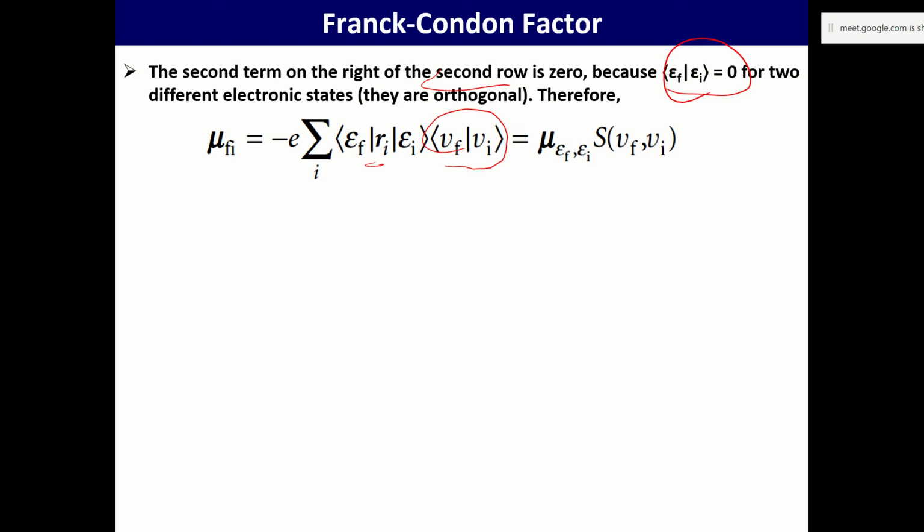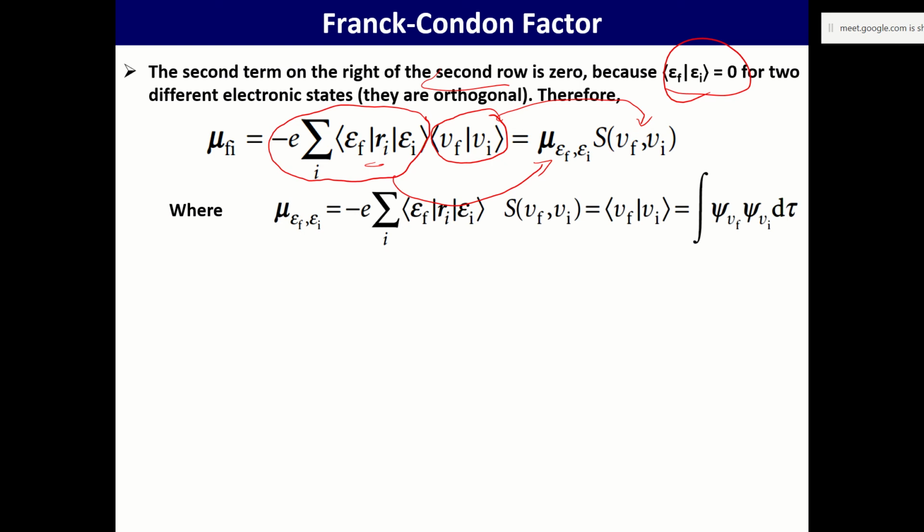Together, this whole thing we can write like this. This entire thing is the typical dipole moment, and this second thing that we see here is the capital S, which represents the shorthand notation for the overlap of the two wave functions corresponding to Vf and Vi, the initial and final vibrational states in the two electronic states. So this particular thing is very important.